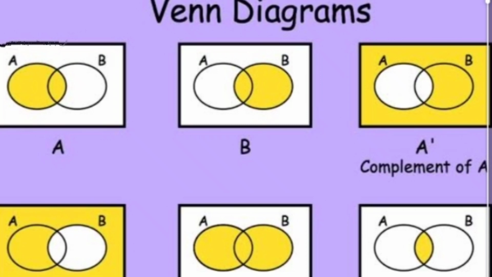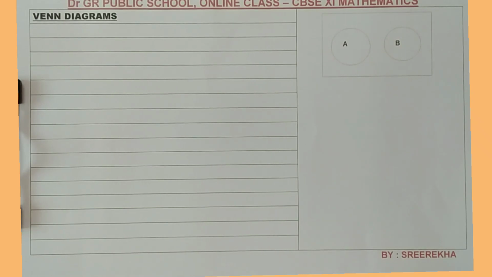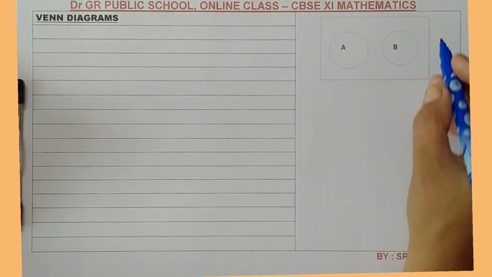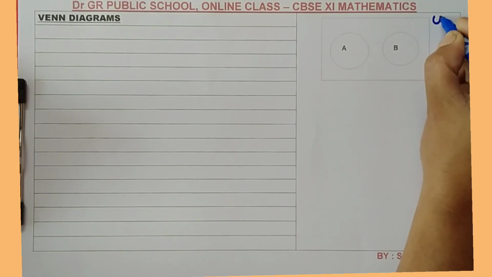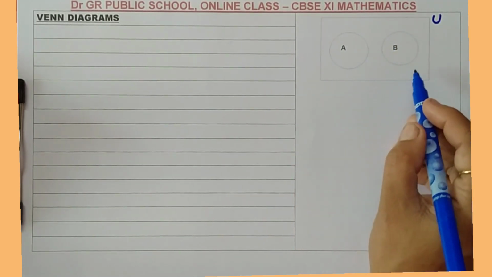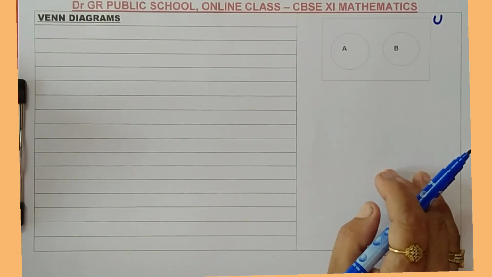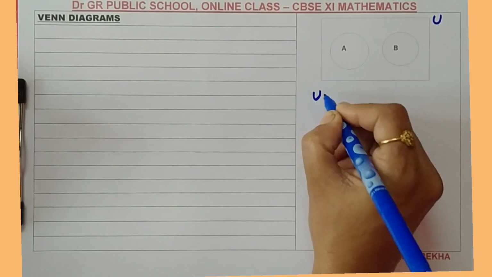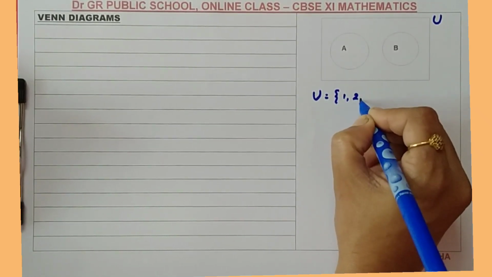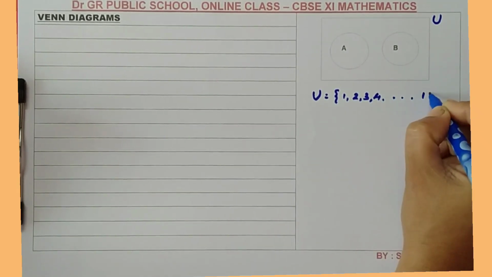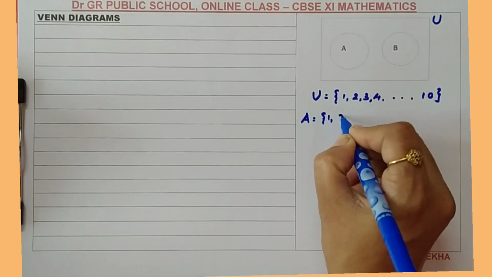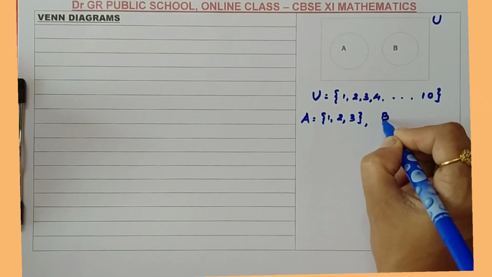Let us see what a Venn diagram is. Okay, now we can discuss the Venn diagrams. I already told you that the universal set is represented by U and the circles are represented as the subsets of the universal set. For example, consider the universal set U, which consists of the elements 1, 2, 3, 4, etc. up to 10. And I am going to consider two sets. Let A be the set 1, 2, 3 and B be the set 4, 5.